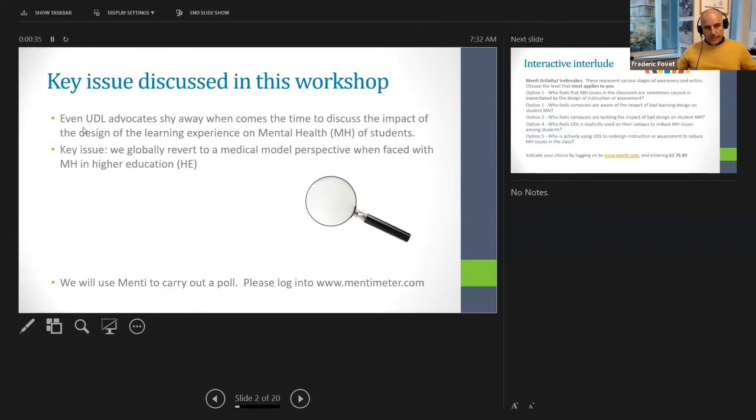What I wanted to discuss is the fact that even when we look at the design of instruction and assessment, and even if we are adopting a design perspective and thinking about UDL, when it comes to mental health, we tend to back away. It's what I've noticed in my practice that even the most fervent advocates of UDL are really scared of touching mental health. It's as if when we talk about mental health, we fall back into a medical model.